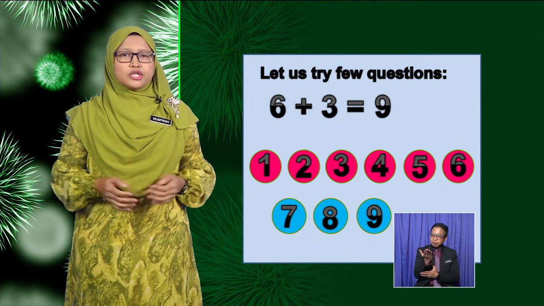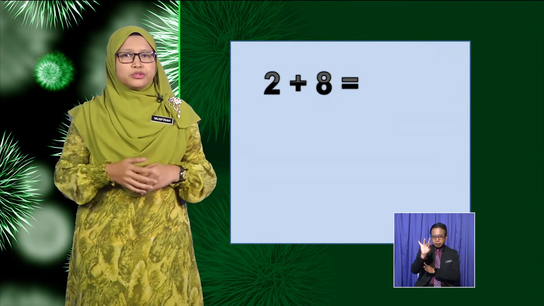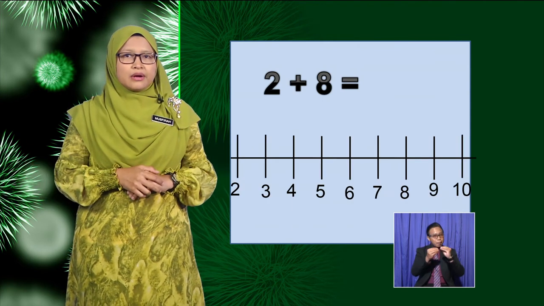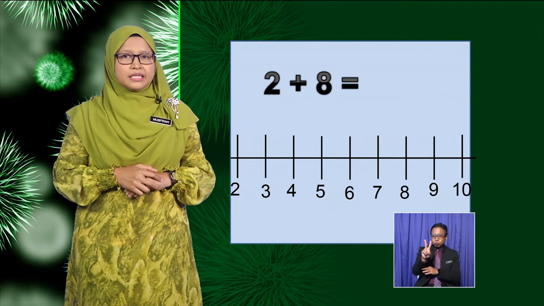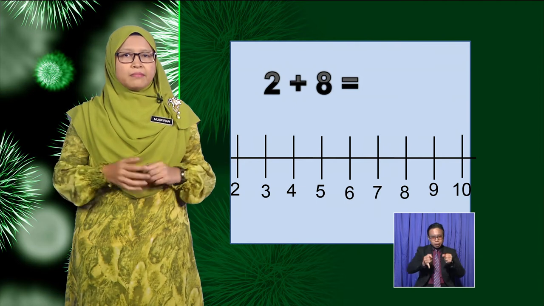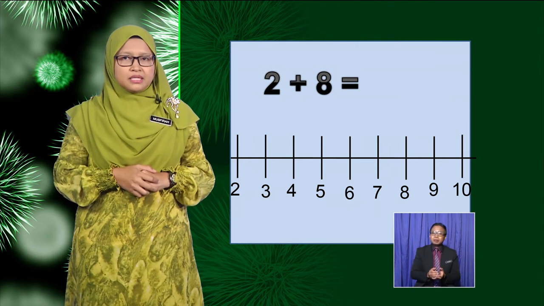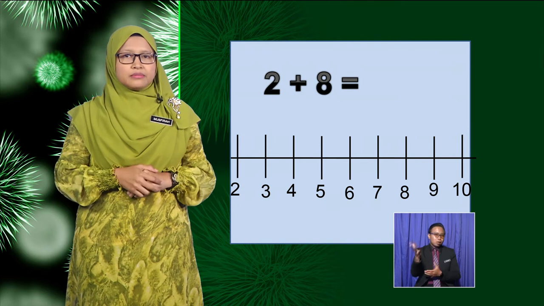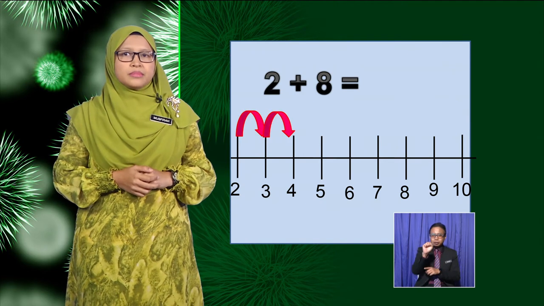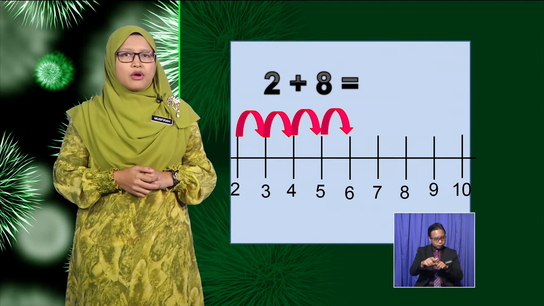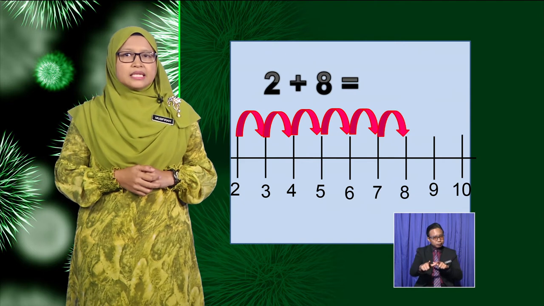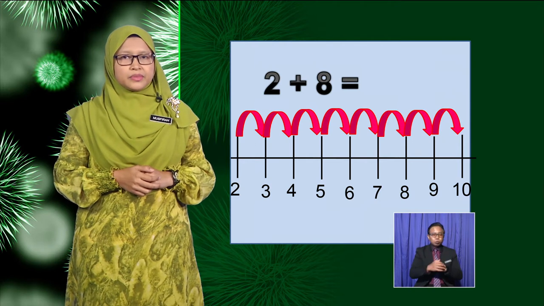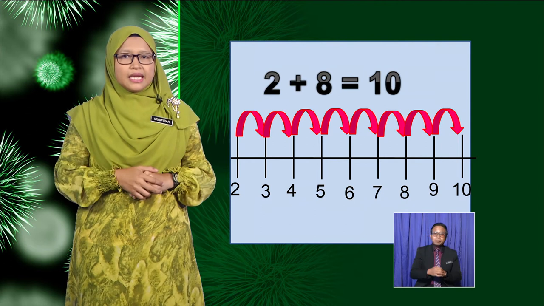Then, we have 2 plus 8. Other than drawing pictures, you can draw a number line. Draw a number line. Write number 2 as the first number in the number line and continue with other numbers. Then, plus 8 means you need to count on 8 steps from number 2. Let us count together. 1 step, 2 steps, 3 steps, 4 steps, 5 steps, 6 steps, 7 steps, and 8 steps. So, the answer is 10. 2 plus 8 equals 10.